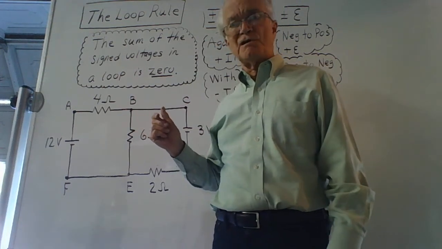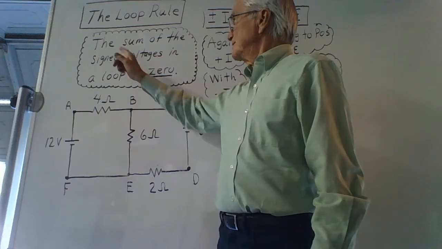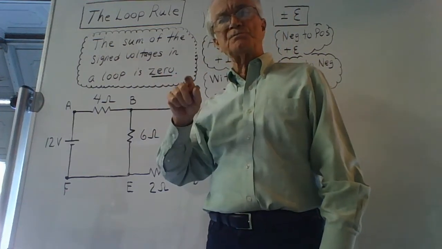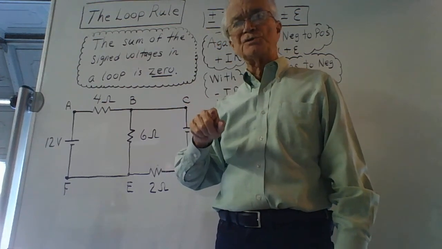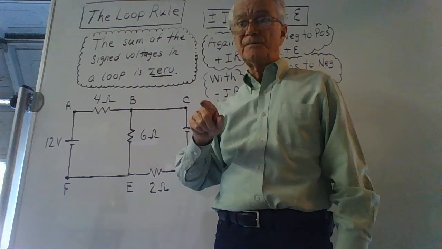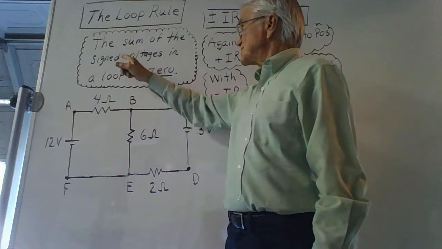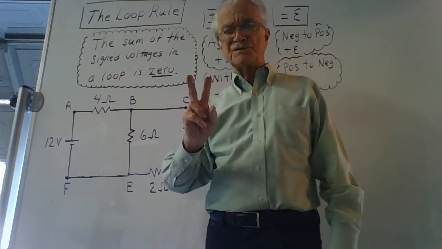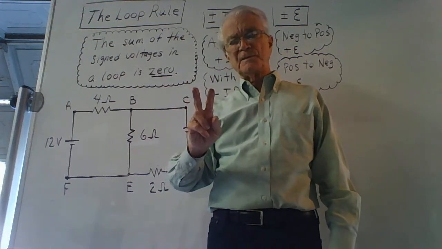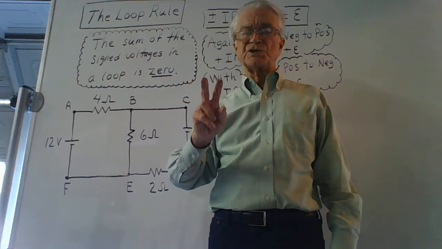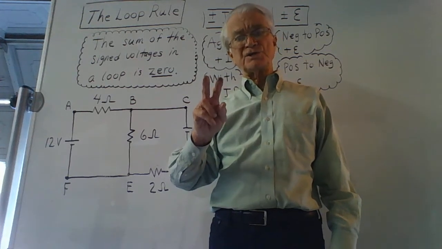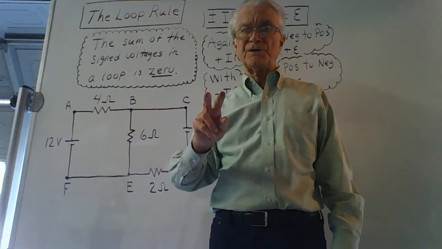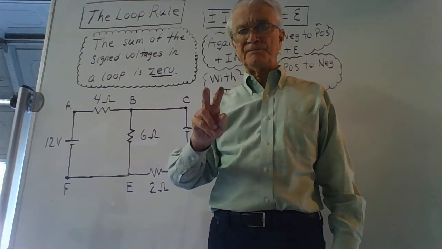his rule, his law. The following is true. As you travel around any closed portion, closed loop, closed path in any circuit, the sum of the signed voltages you encounter is zero. There are two kinds of signed voltages. There's a signed voltage associated with a current carrying resistor, and a signed voltage associated with an EMF, a battery.